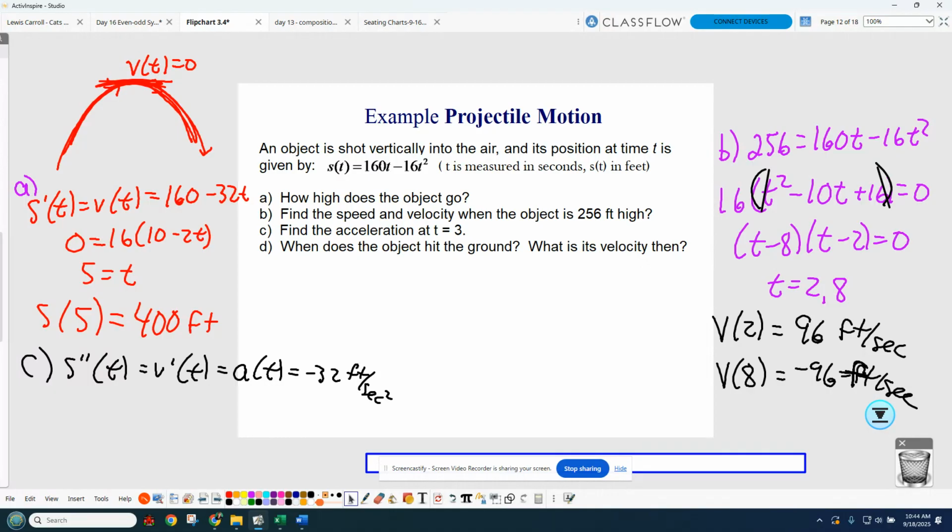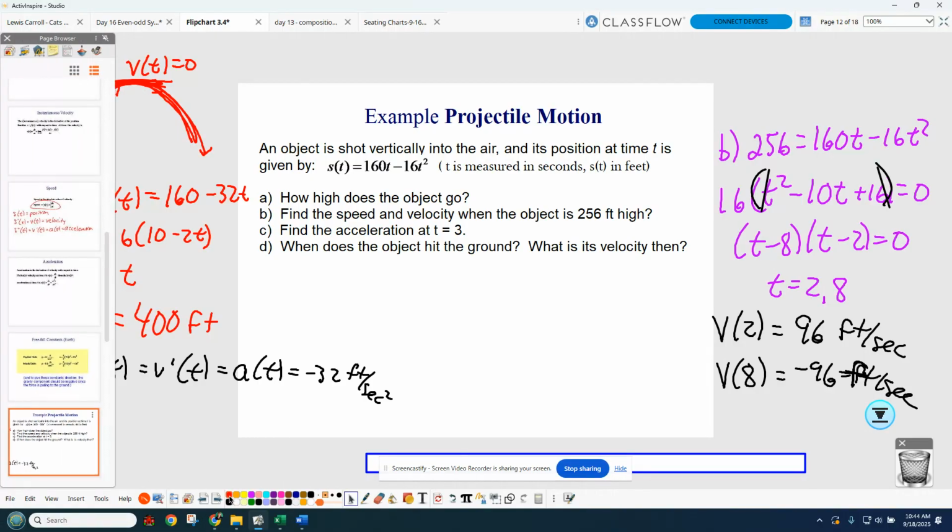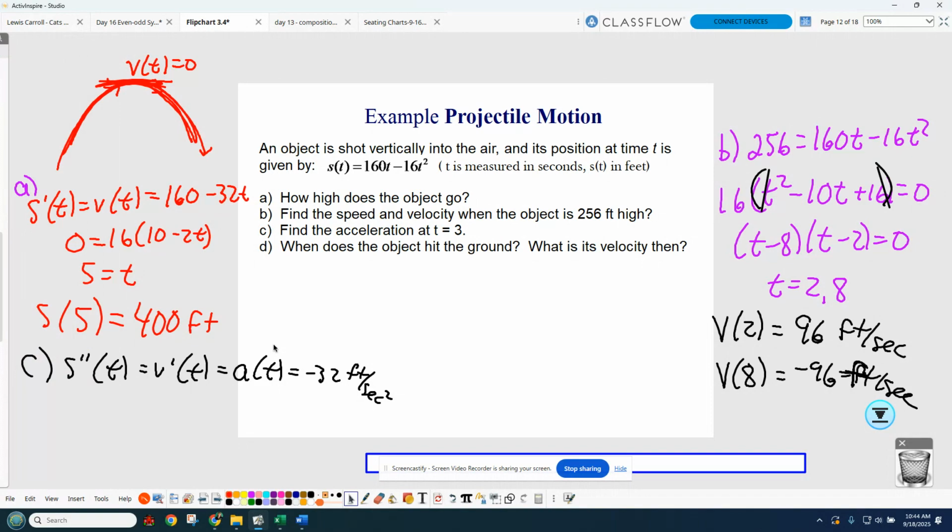So Lily, it would be 10 seconds. Why is it 10 seconds? Because it's like a parabola, so it gets to the vertex after 5 seconds, so after another 5 seconds it would be back down. Okay, so there's a symmetry in it.